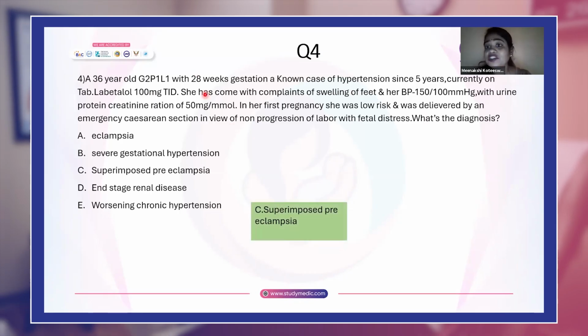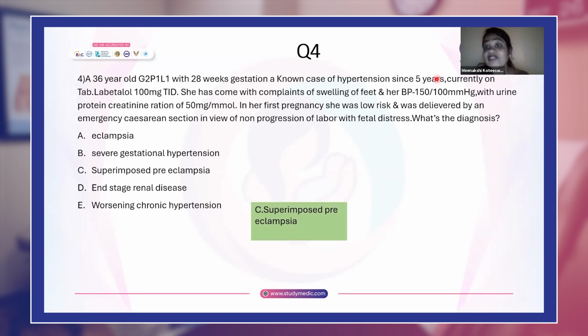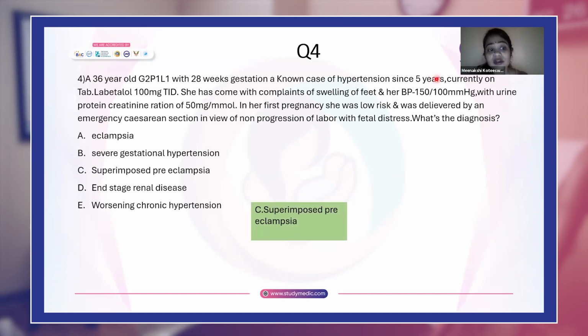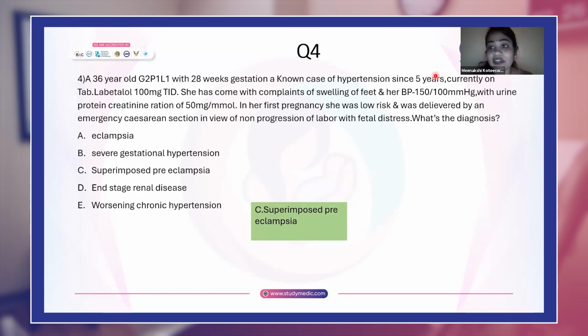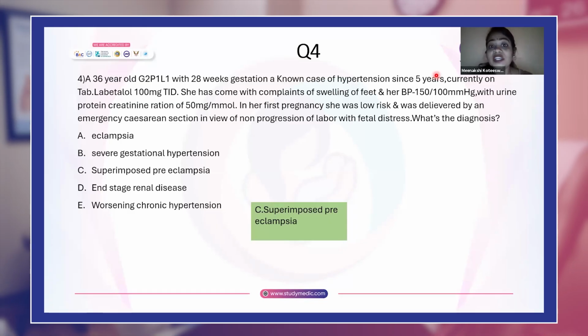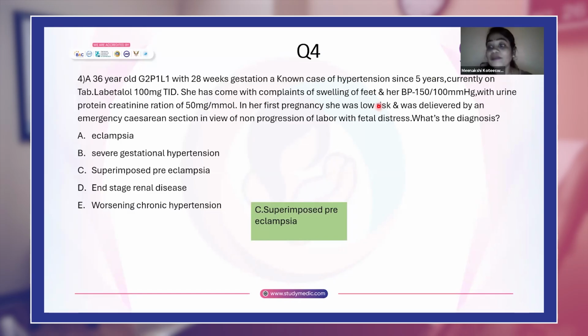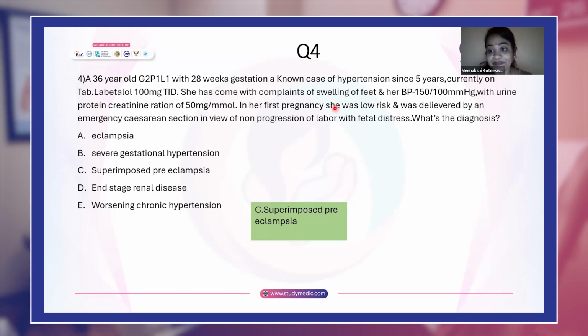As you can see in this particular case, she is now at 28 weeks, and she is already a known case of hypertension since 5 years. So obviously you don't call her pre-eclampsia, or you don't call her gestational hypertension, because she's already a known case of hypertension. And she's not eclampsia because she does not have any kind of symptoms. And now you see that there is additional proteinuria to the existing hypertension. So therefore, it's superimposed pre-eclampsia.